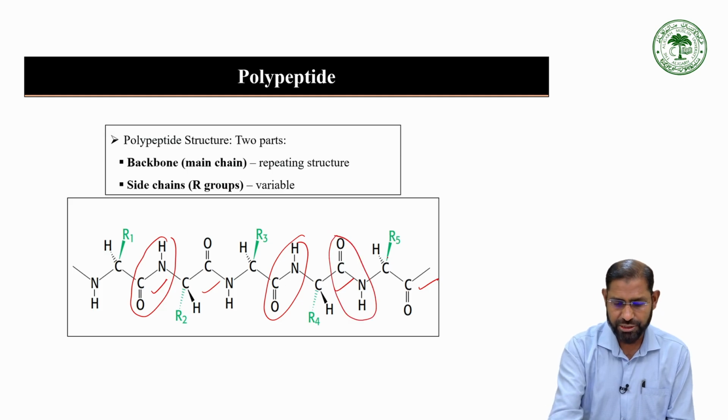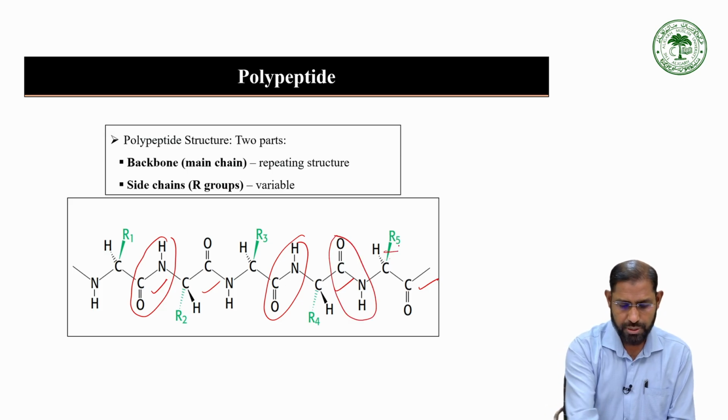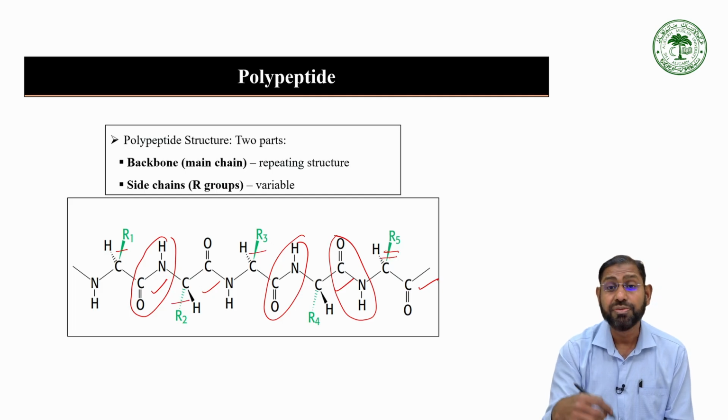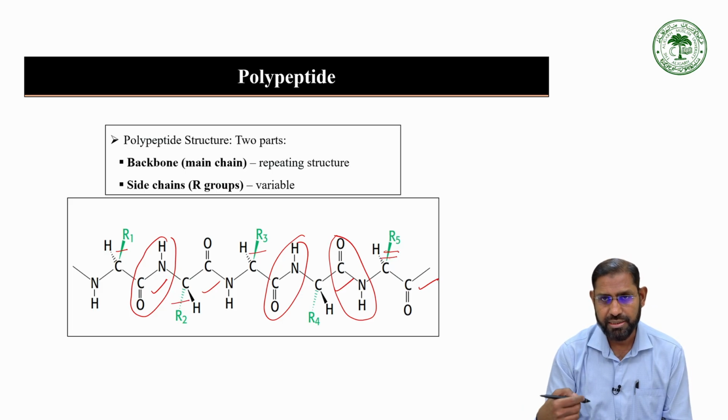And then we have the side chain. These are the side R groups. They are variable, and this variability gives the diversity of the amino acids.